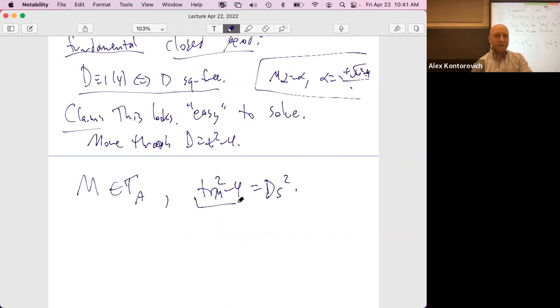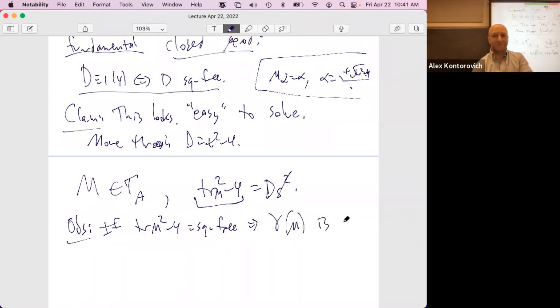But if I can make this already square free, then there is no square, and that really is the discriminant. So let me just make that an observation. Observation: if trace m squared minus 4 is square free, then the geodesic corresponding to M is already fundamental. You can't have an s squared, because otherwise you have a square dividing the other side. Exactly, it's clear, right? It's not a necessary condition, but it's a sufficient condition.